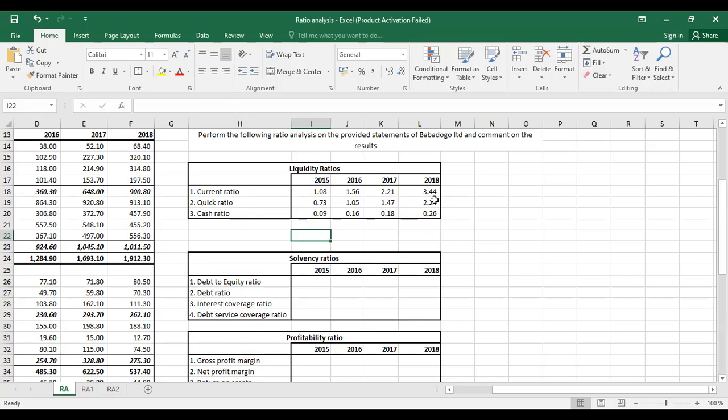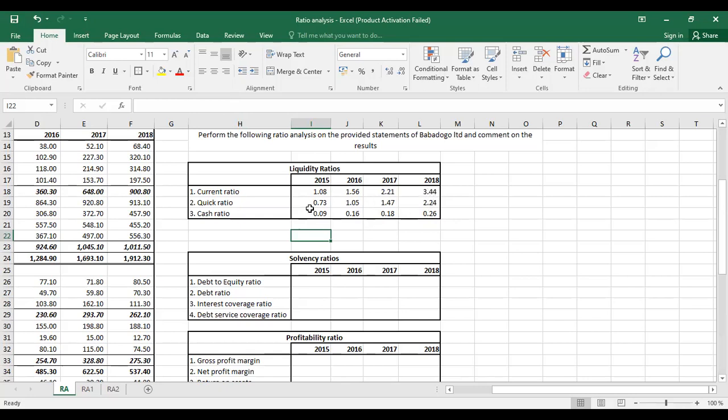So if our current ratio was very low, like 0.6, it means we would be trading badly. If our current ratio is above 1, it's recommended, because it means our current assets can pay our current liabilities.